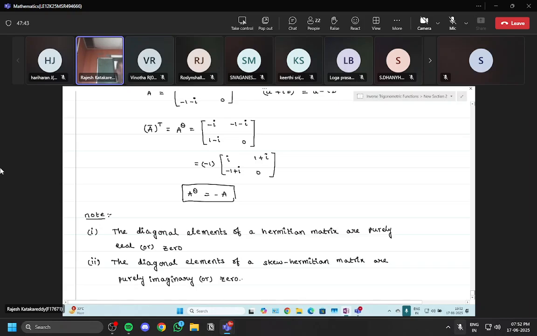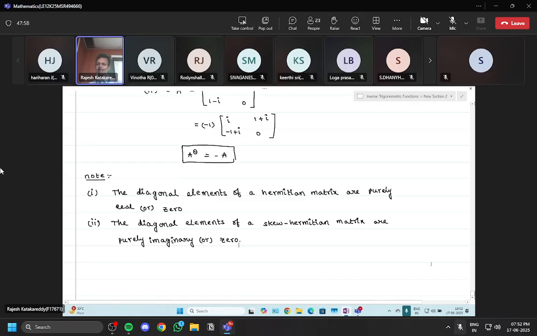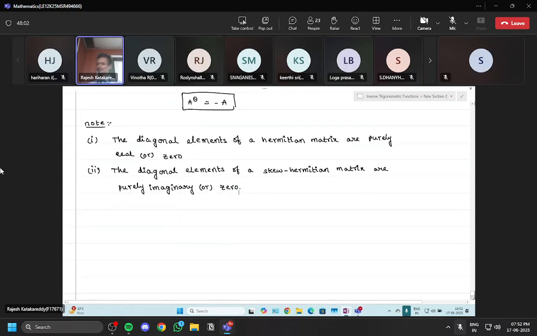This much only we can write. Next, we will see about elementary operations on a matrix. This was initially part of NCERT, but they have removed it in the recent rationalization. Using these elementary operations, we can find the inverse of a matrix.